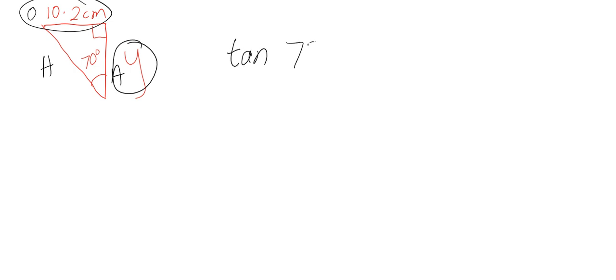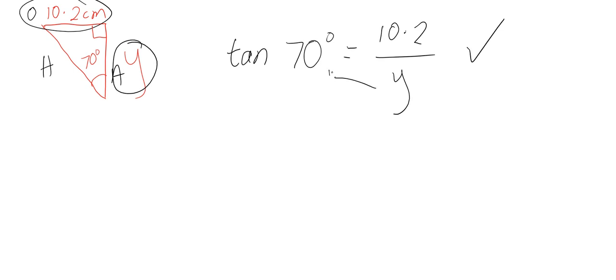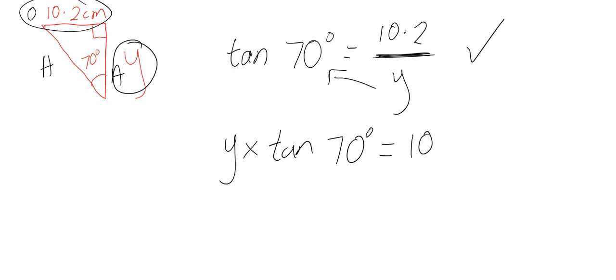Tan of theta, so tan of 70 degrees, equals opposite over adjacent, which is 10.2 over y. That's the first equation that we need. After that, we're trying to solve for y. So y needs to go up the top. In order to do that, we do the opposite of divide, which is times. So it becomes y times tan of 70. Now that we've moved the y over, the only thing left on the right-hand side is 10.2.